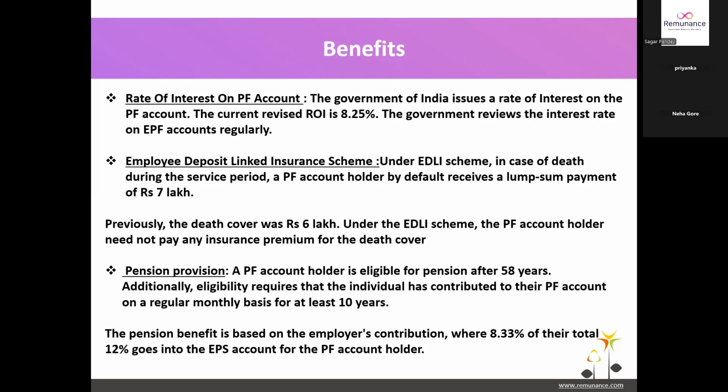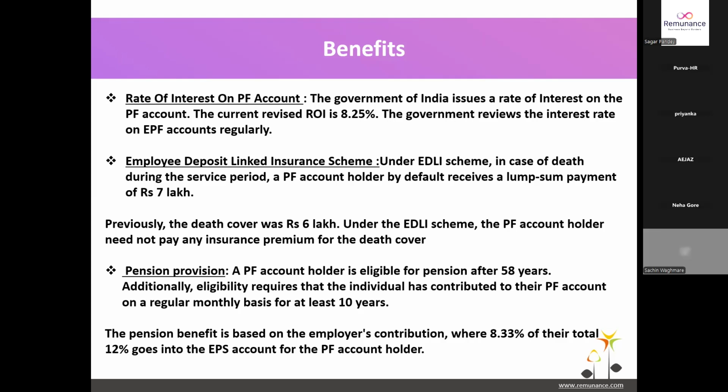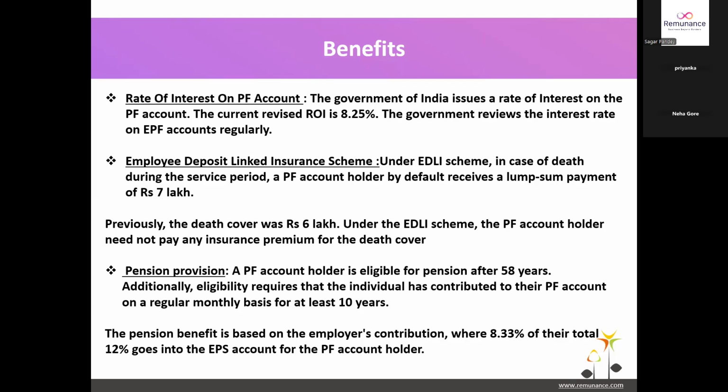The next is pension provision. A PF account holder is eligible for pension after he is 58 years of age. Also, the eligibility requires that the individual has to contribute to their PF account on a regular monthly basis for at least 10 years. And as you know, the employer also contributes towards PF. This pension benefit is based on the employer's contribution, where 8.33% of their total 12% goes into the EPS account of the PF account holder.